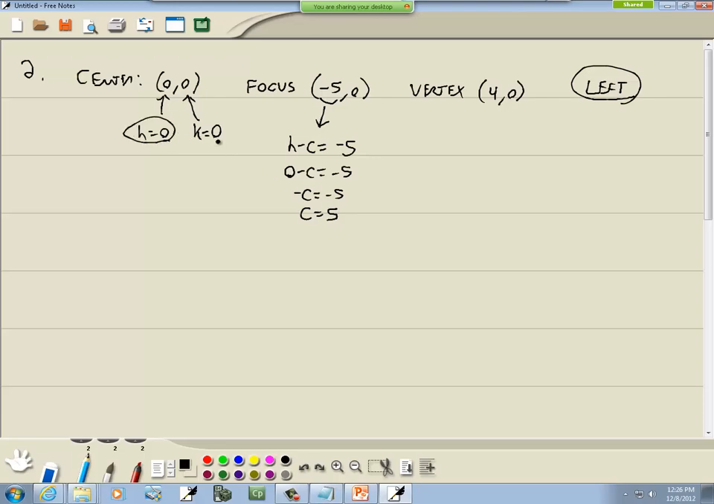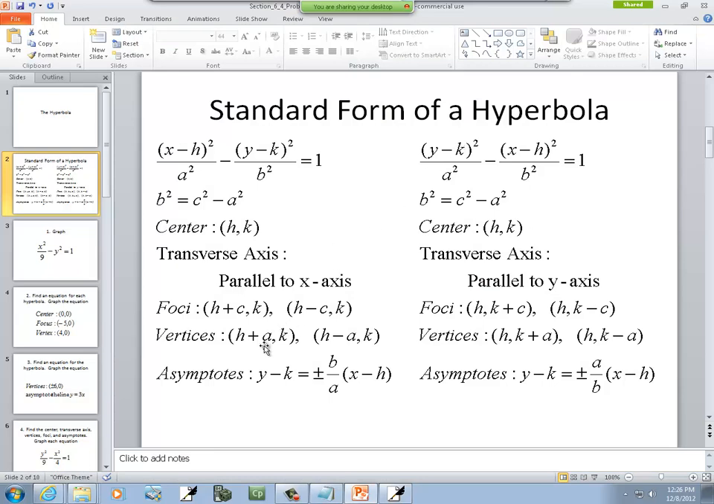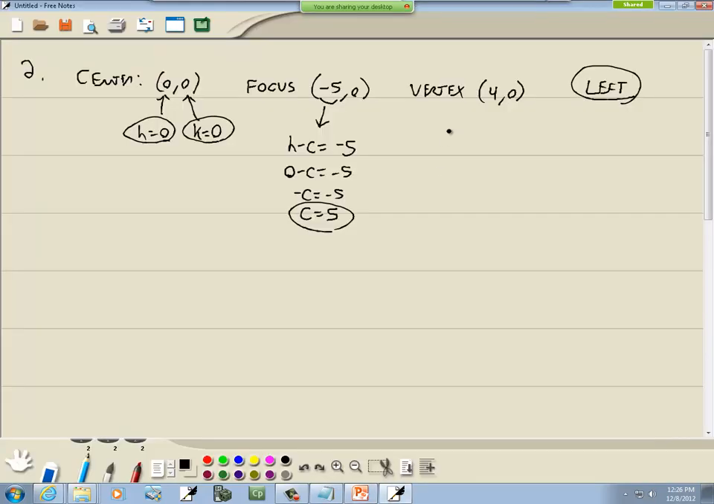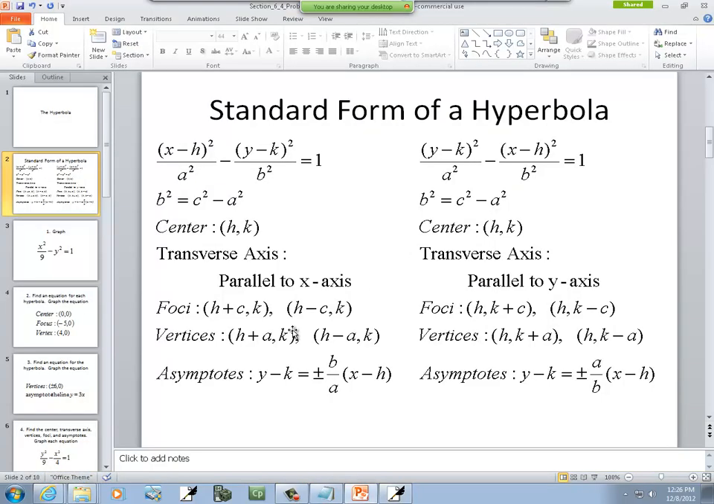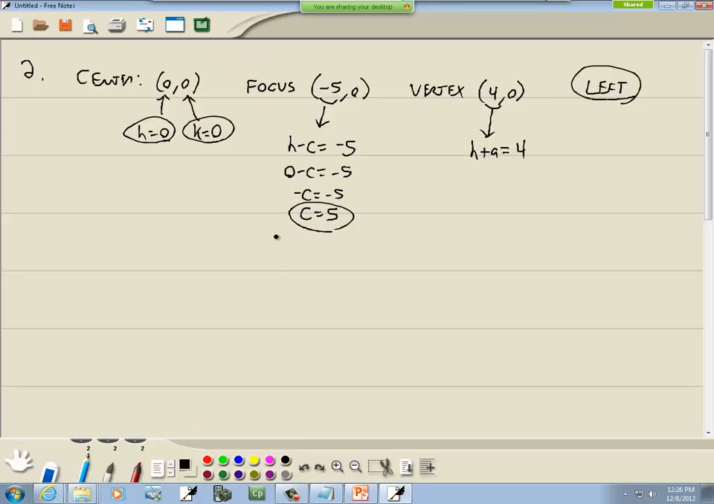Okay, so we got h, we got k, we got c. Let's see what the vertex gives us. Vertex is h plus a or h minus a. I'm going to try h plus a here. So that's h plus a. Now the y part is k. Well, we already got k, so don't worry about it. Now h we said was 0, so we got 0 plus a is equal to 4, or a is equal to 4. Again, we want a, b, and c to be positive, so we picked the right one. Even if you picked the wrong one, you could flip the sign real easy.